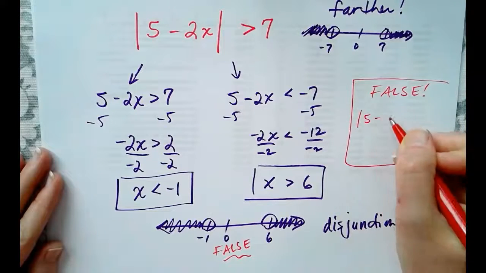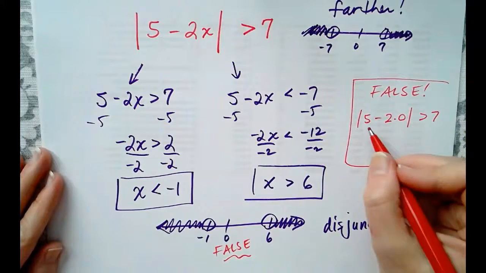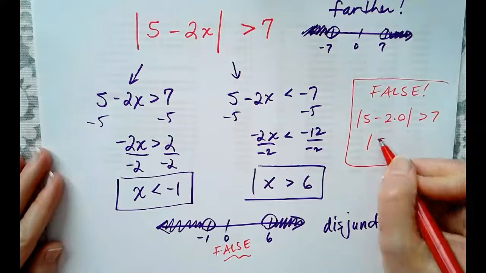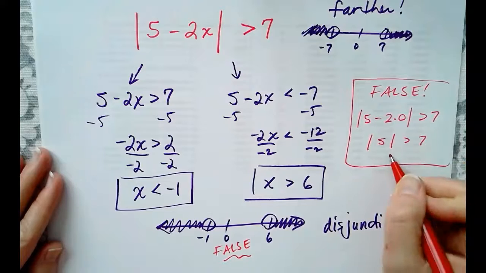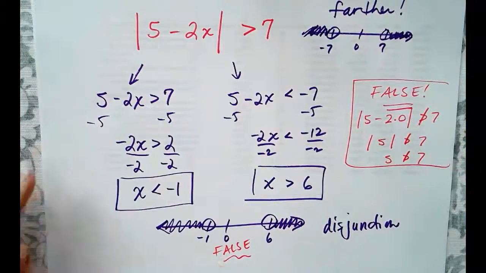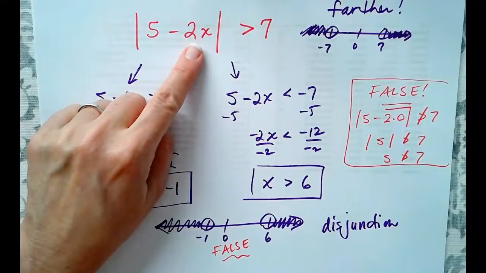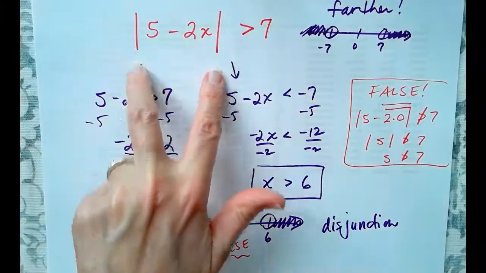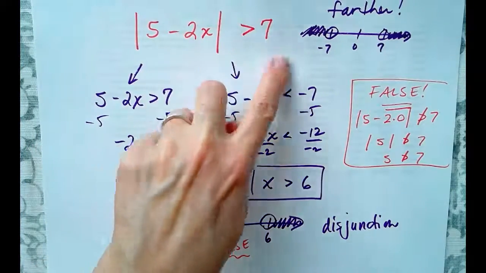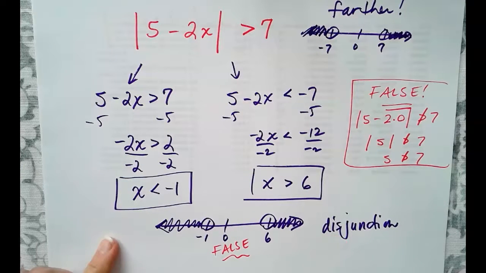So the absolute value of 5 minus 2 times 0 is greater than 7. So the absolute value of 5 minus 0 is 5. Is 5 greater than 7? No. That's why we get a false, because it's not in the shaded area. Therefore, it will not make it true. If we plug in 10, it would be 5 minus 20, which is negative 15, and the absolute value of negative 15 is greater than 7. So anything to the right of 6 or to the left of negative 1 will make it true.